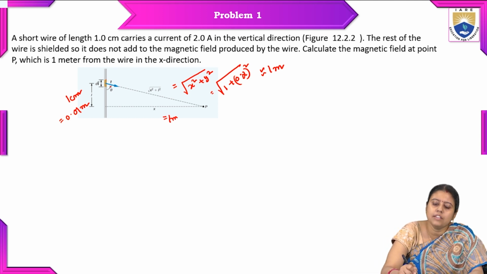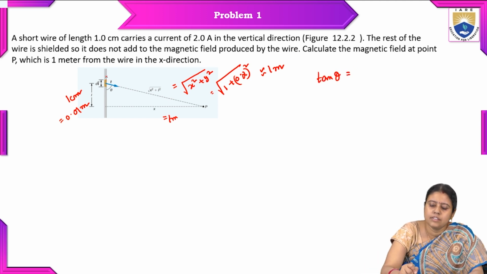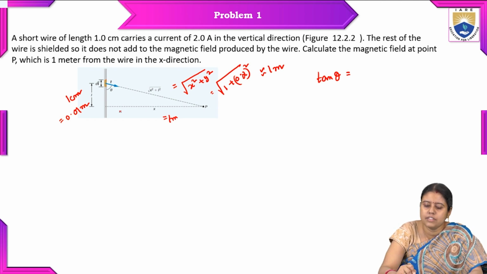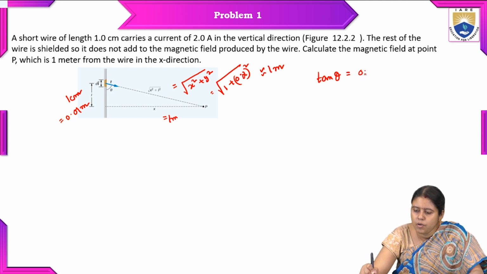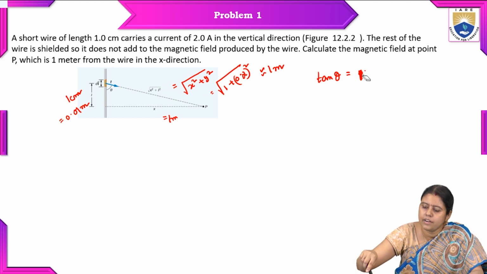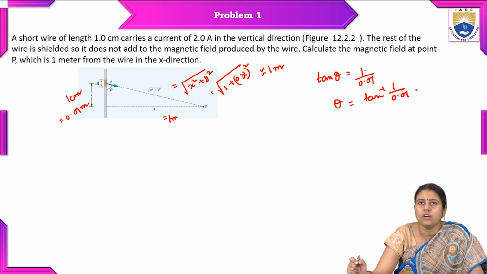Next we have to calculate the theta. So what is tan theta? Tan theta is equal to y by x, and this is the theta. So theta is equal to tan inverse of y by x, which is 1 by 0.01. So theta is equal to tan inverse 1 by 0.01. So we will get theta.